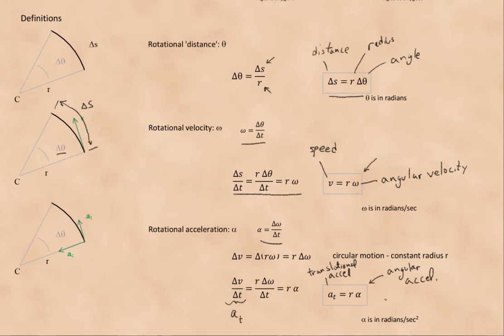These three equations relate the translational quantities of distance, velocity, and acceleration to their rotational analogs of angular displacement, angular velocity, and angular acceleration.